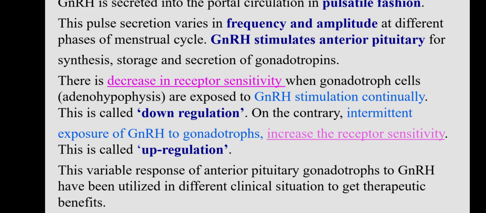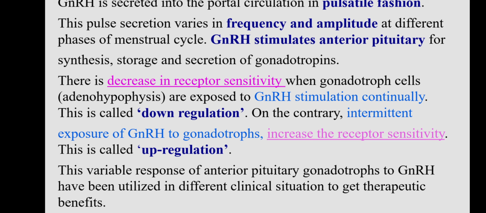Are you understanding what I mean to say? See what happens when the GnRH stimulation is continuous. If it is secreted continuously, then what happens? The receptors present in the anterior pituitary, what happens when they are exposed to the continuous stimulation of the GnRH? The sensitivity of these receptors decreases. Hence there will be down regulation. It will not act properly. It will not synthesize, store or release the gonadotrophins, because the GnRH is continuously there, causing the decrease in the sensitivity of the receptors of the pituitary.